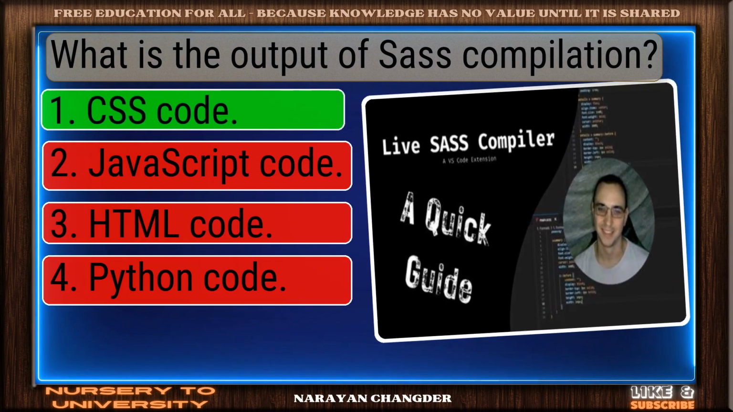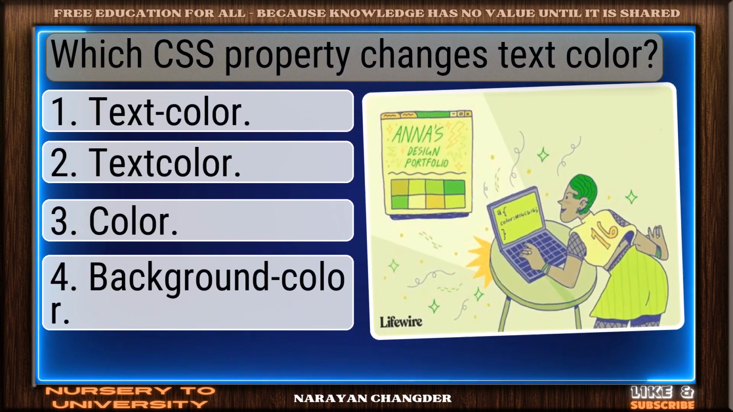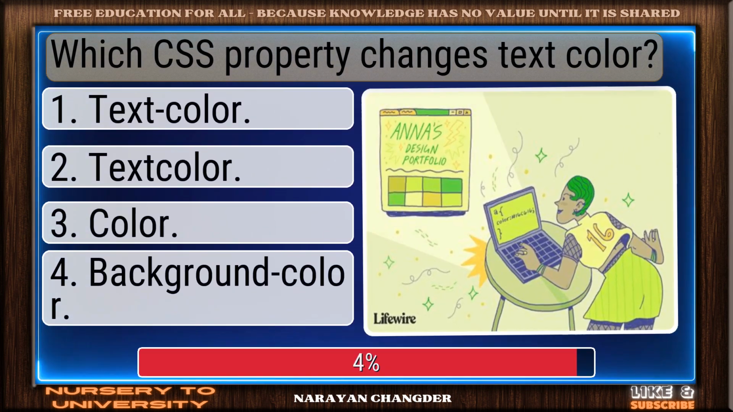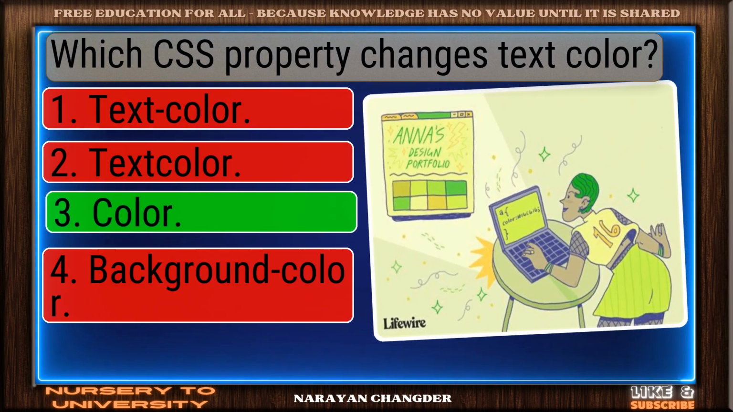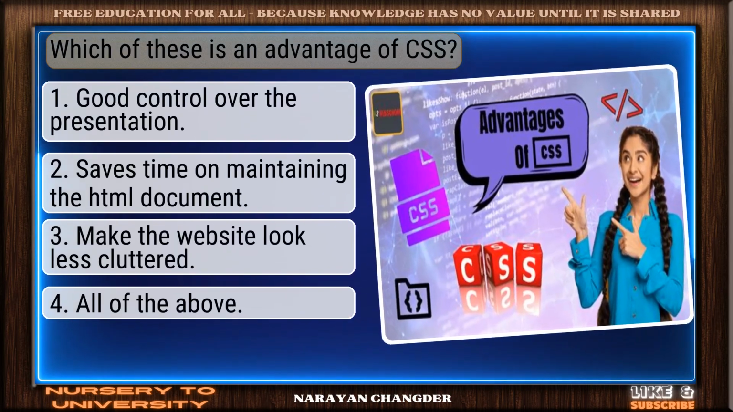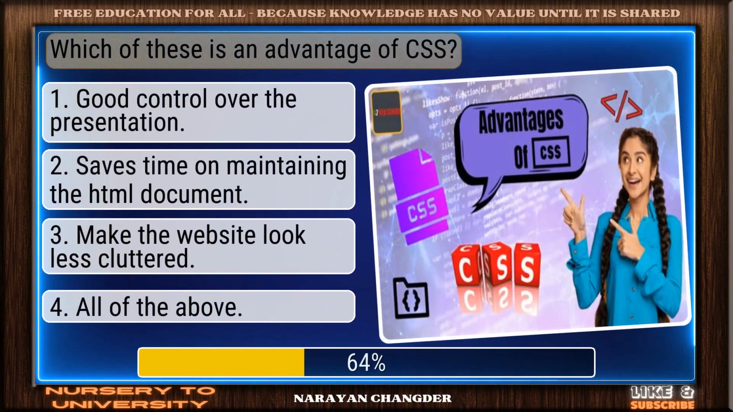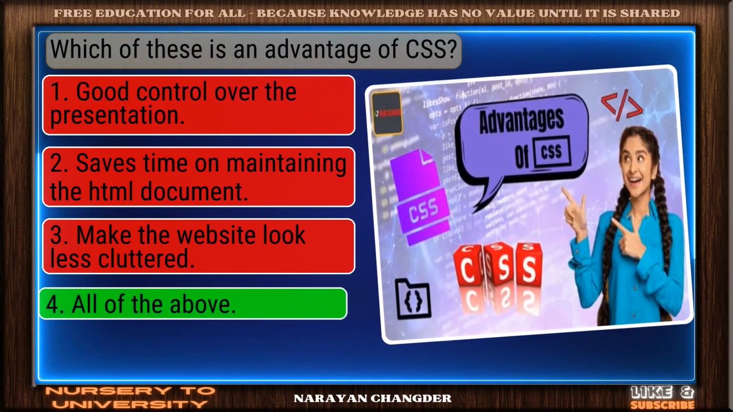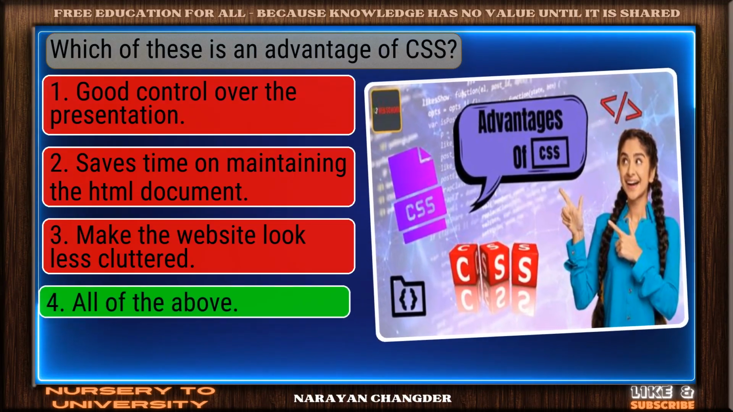Right choice. CSS code is the best answer. Question number 40. Which CSS property changes text color? You're right. Color is the correct answer. Question number 41. Which of these is an advantage of CSS? Great thinking. All of the above is the right choice.